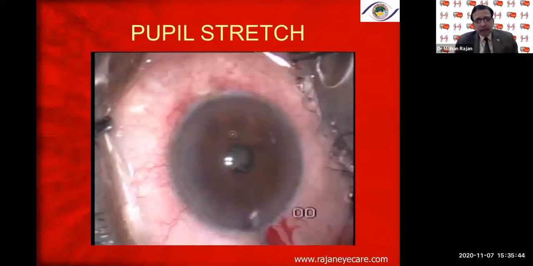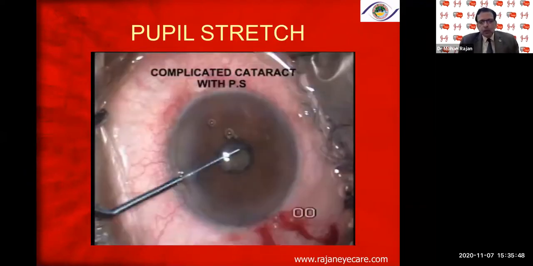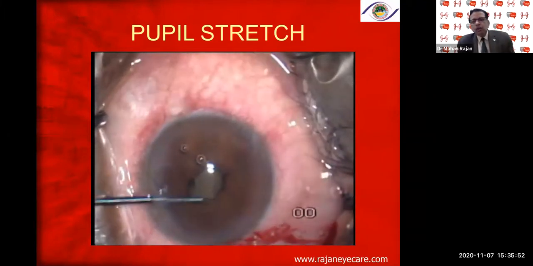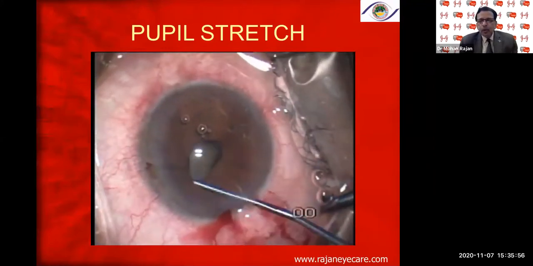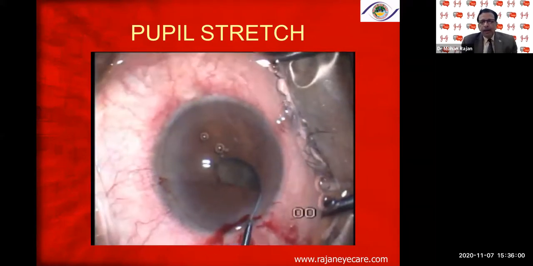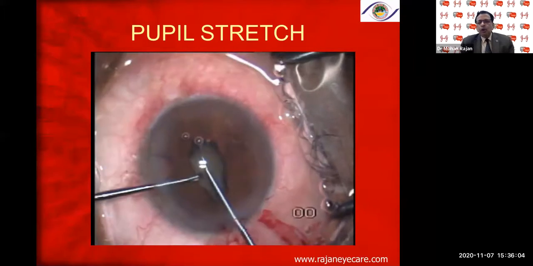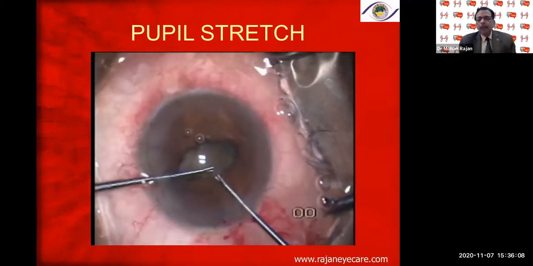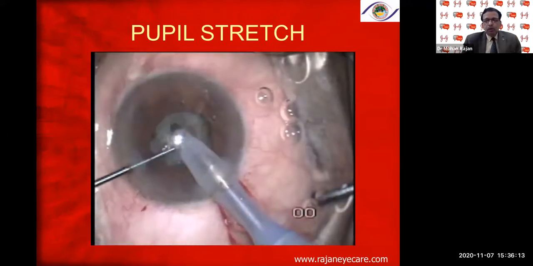If you don't have access to any of these devices, like the iris hooks or the Mulligan ring or the BX ring or whatever it is, then you can do what is called pupil stretching. You can see here, this is a pupil stretching you can do. I'm opening up the synechiae all round, and then I'm doing the pupil stretching with the 2 wire rotator. Only thing is, don't do the stretching in the axis of the incision, because the stretching can make the pupil a little atonic, and the anatomy of the iris can also be affected.